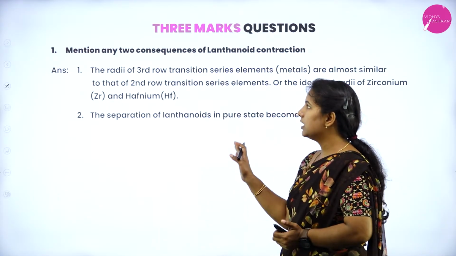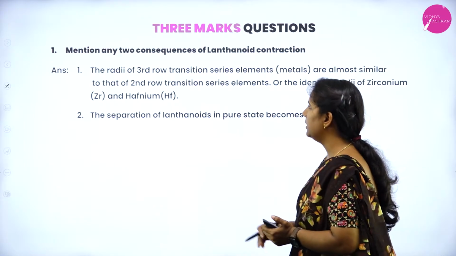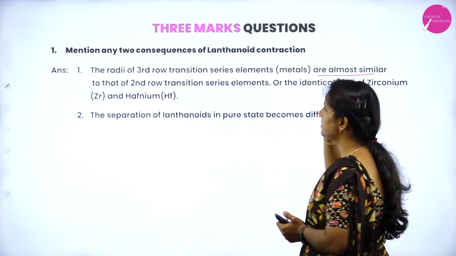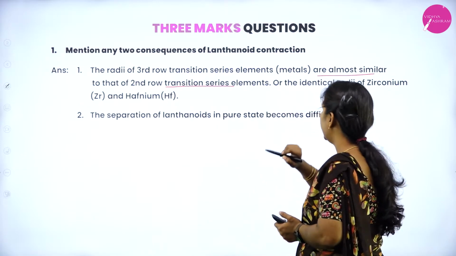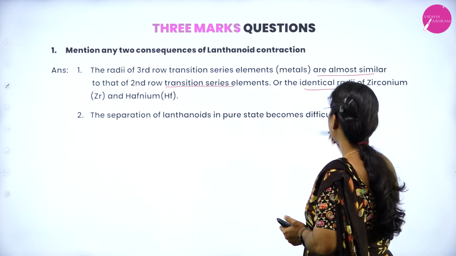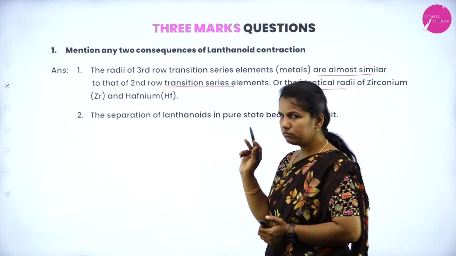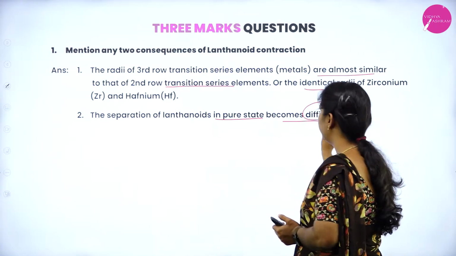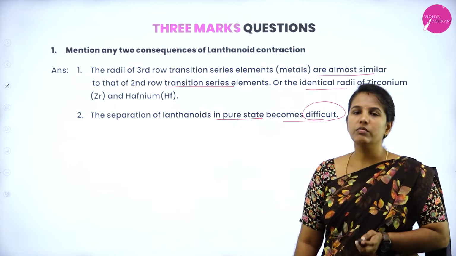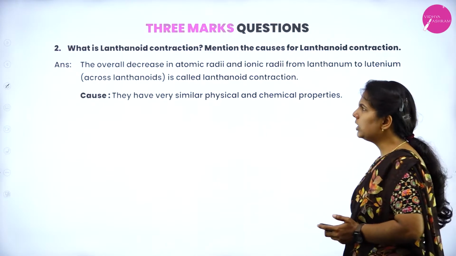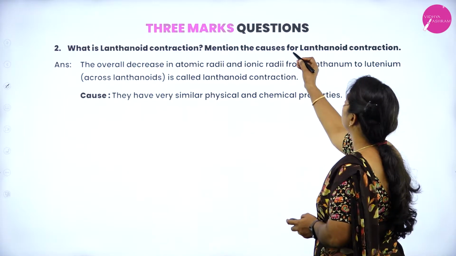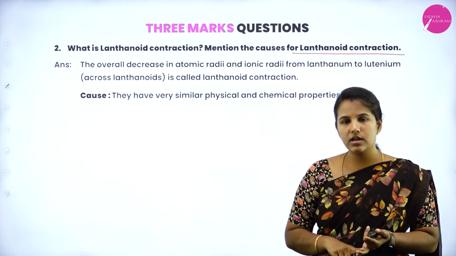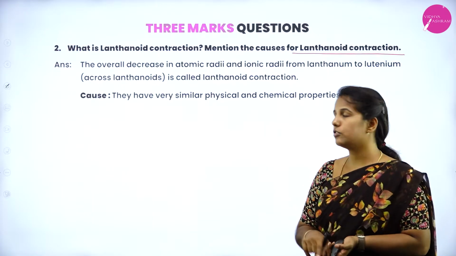What are the consequences of the lanthanide contraction? You must know that. The radii of the 3d series, the first row of transition elements, are almost similar to those of the second row. Because of the identical radii of zirconium and hafnium, the separation of lanthanides in pure states has become very difficult. That is another consequence. Next, what is lanthanide contraction? Mention the causes of lanthanide contraction. You must know the consequences, what lanthanide contraction is, and its causes.